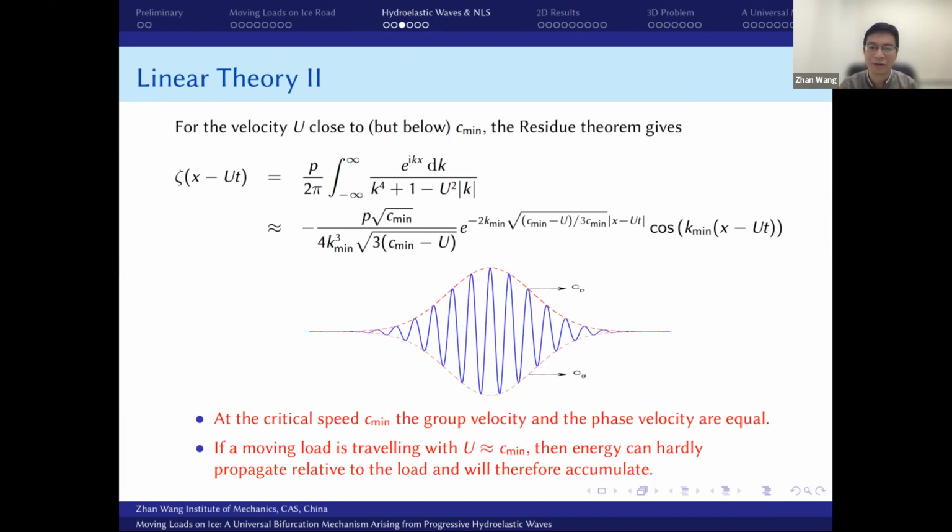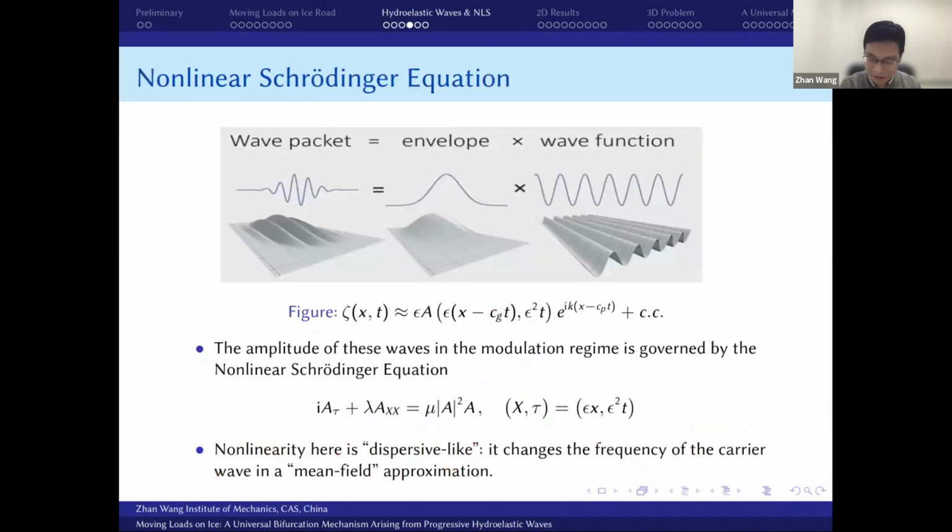You have to include some nonlinear terms to suppress the unlimited growth of the amplitude. So that's why we try to add some nonlinearity in the system. Okay, now let's move on to the nonlinear theory. So we first do the weakly nonlinear theory. We try to understand the dynamics of the envelope.